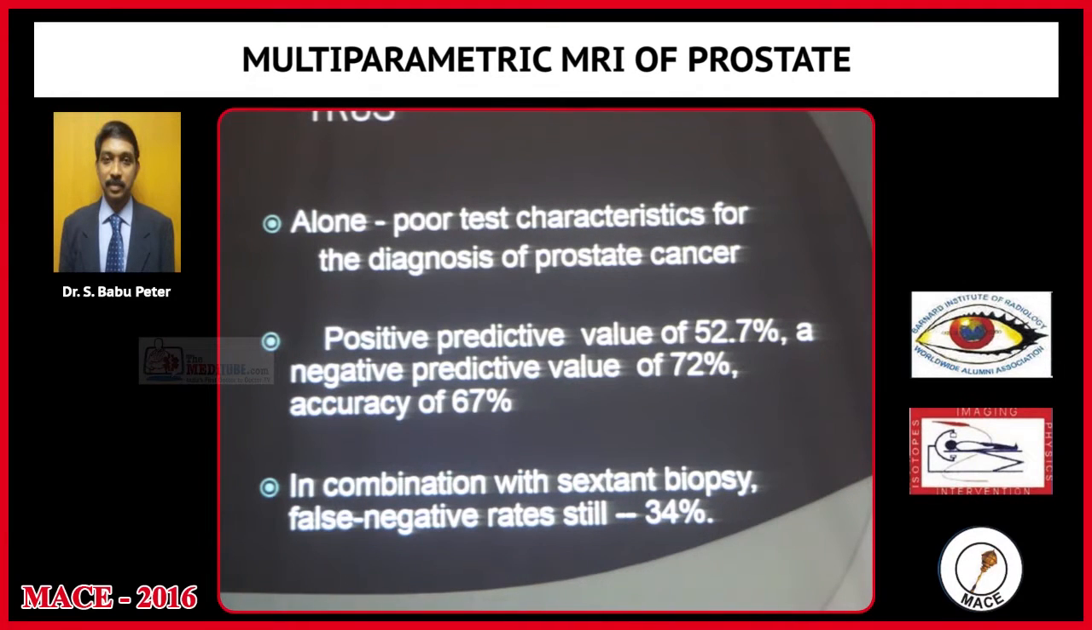Basically, a TRUS alone has very poor test characteristics to diagnose a prostatic CA with a positive predictive value of about 52.7%, an accuracy of 67%, while in combination with sextant biopsy, the false negative rate still exists, is about 34%.